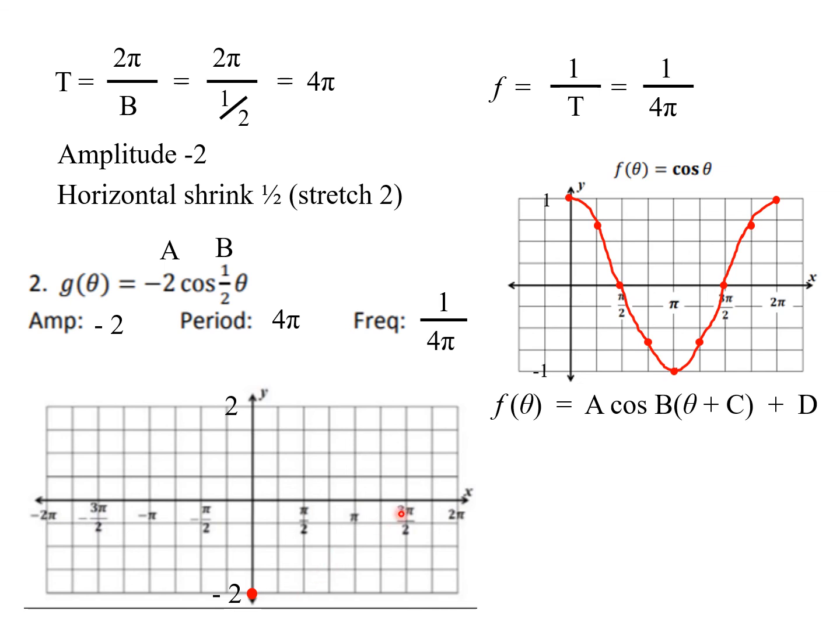Now, the parent function has a value of 0 at pi over 2. But remember, we're stretching this thing by 2. So this 0 will now be stretched out and will be located at pi. And this maximum here, which was located at pi, will now be located at 2 pi. But an amplitude of -2 means it's going to go from down here to up here. And that results in the maximum being here and correspondingly over here.